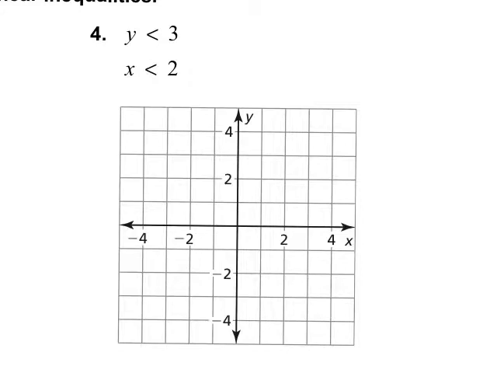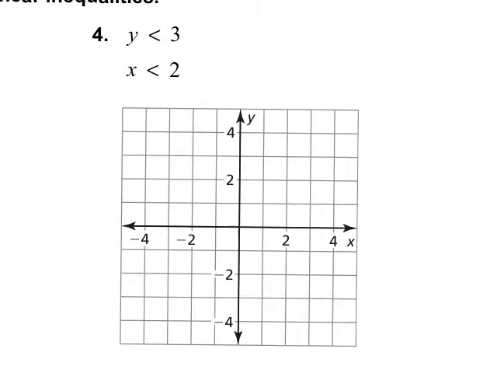Okay, so y equals line. I'm going to hit the y-axis at 3. Oops, need my pen. There we go. Okay, it's going to be a horizontal line. And it's going to be dotted because it's not equal to. Okay? That says y is less than. So I would be going down from this line. So I'm going to put little down arrows.